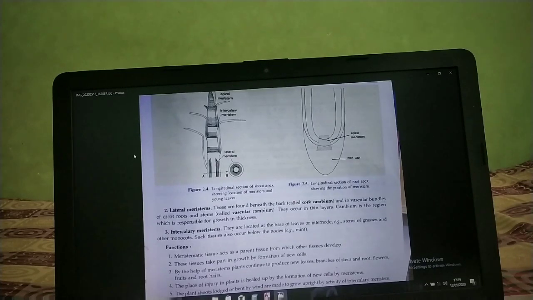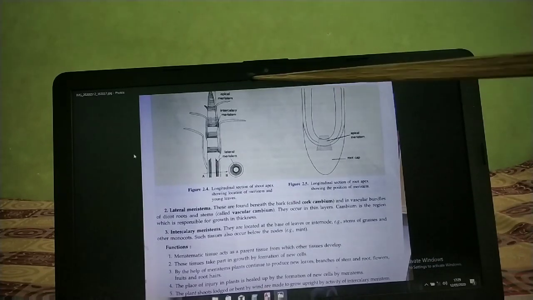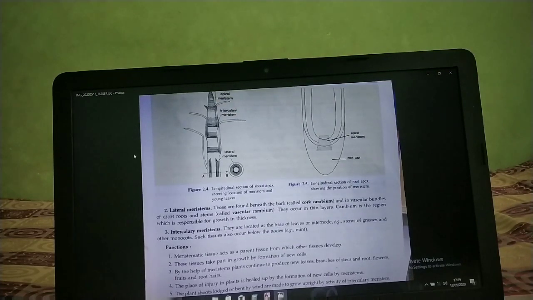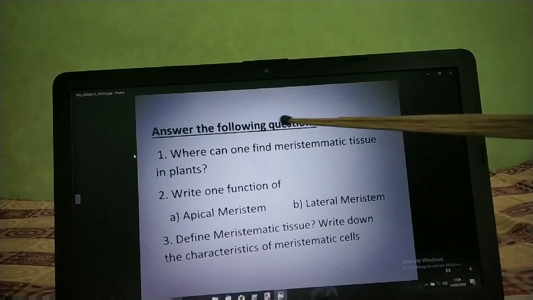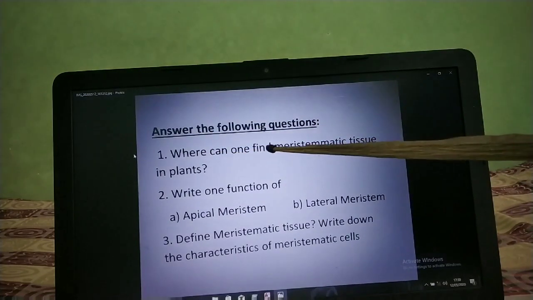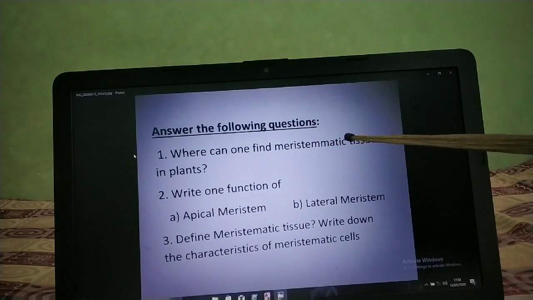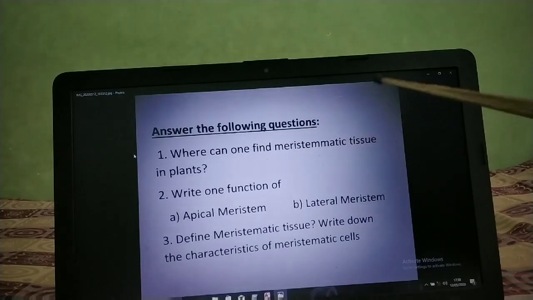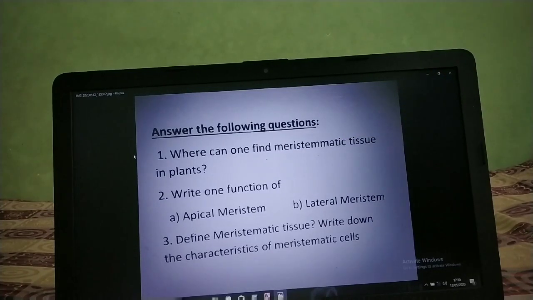So try to understand all this, and try this drawing also, and try to answer these questions. Where can one find meristematic tissue in plants? Write one function of apical meristem and lateral meristem. Define meristematic tissue. Write down the characteristics of meristematic cells. You will do all this. Okay.